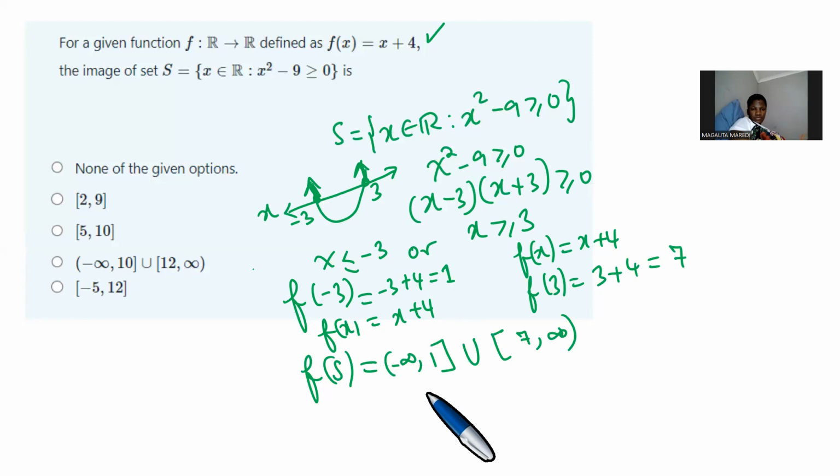So the question is obviously, which one is this? They're saying the image of the set is this, so you need to look at which option is like that. The first one says none of the above. The second one says 2 and 9, which is not between 5 and 10 inclusive, which is not minus infinity to 10, union 12 to infinity, which is not minus 5 to 12. They have nothing to do with this. So obviously the correct answer would be none of the given options.